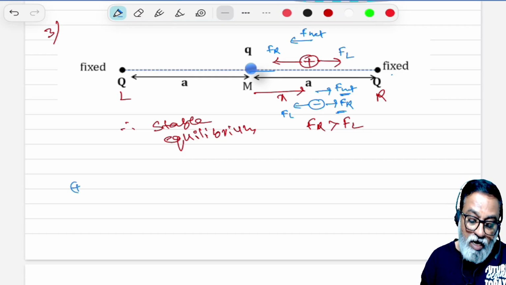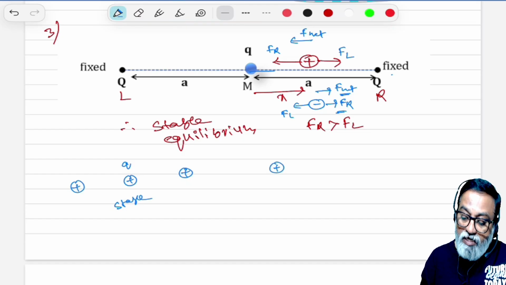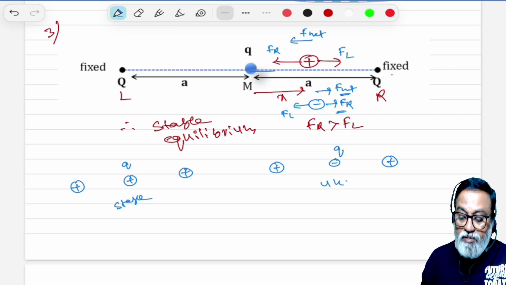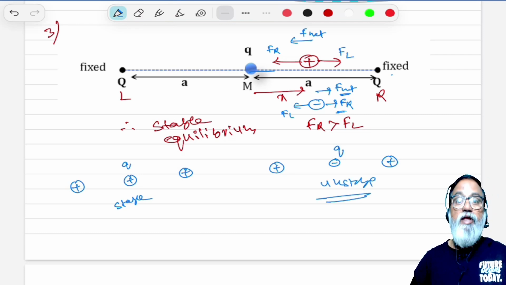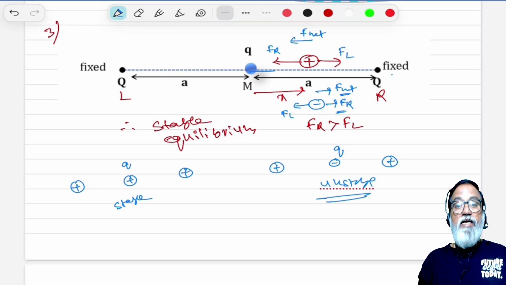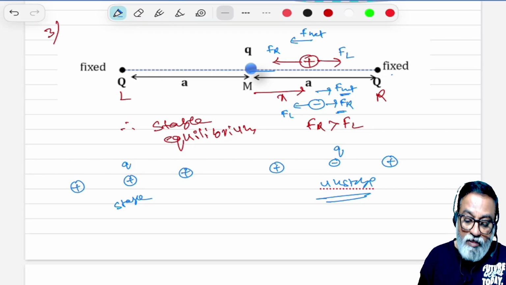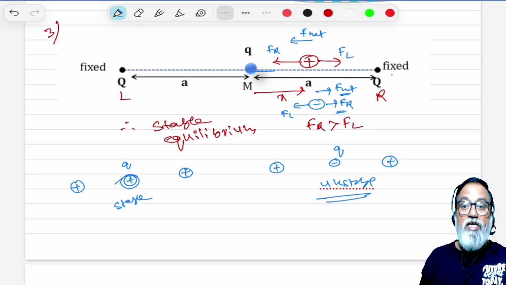See here, the corner charges are plus plus. If the middle charge is plus, it is stable equilibrium. If the corner charges are plus plus and the middle charge is negative, it is unstable equilibrium. This is stable and unstable equilibrium. Therefore, a plus charge is in stable equilibrium, which means it oscillates in simple harmonic motion. Then we have to find out the time period.